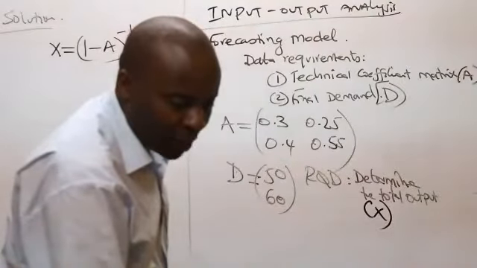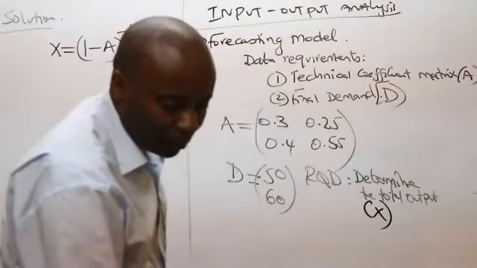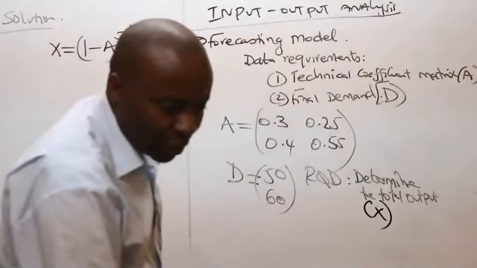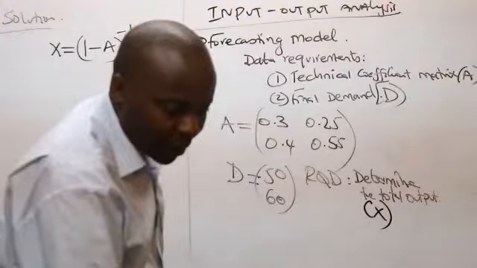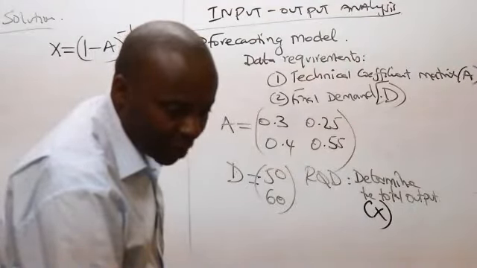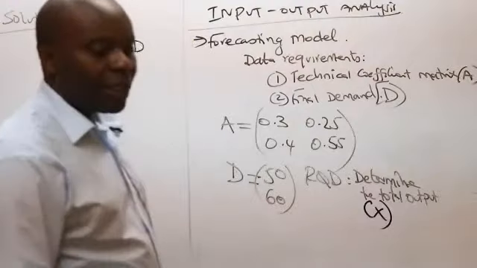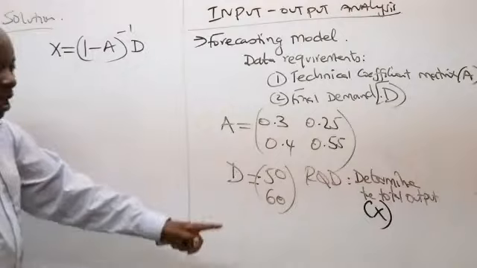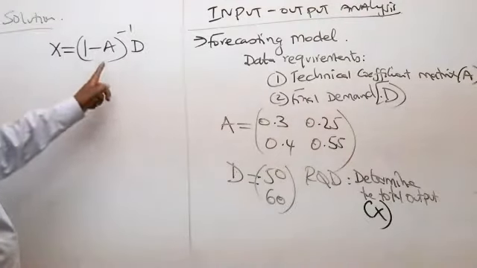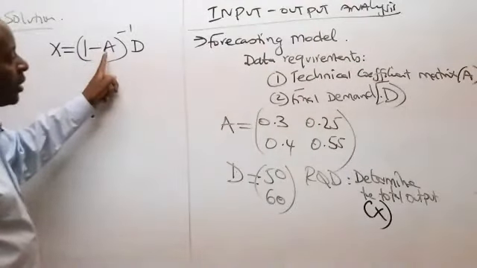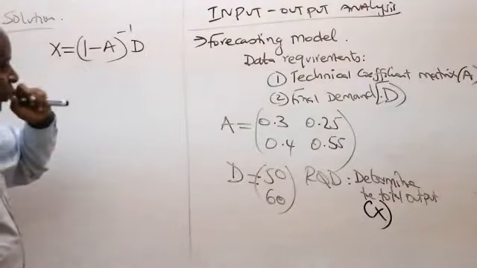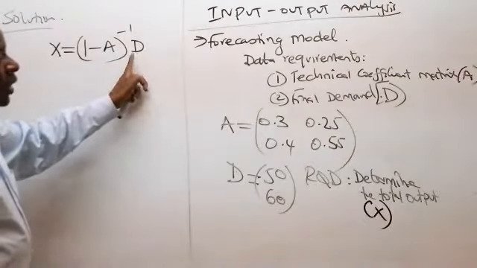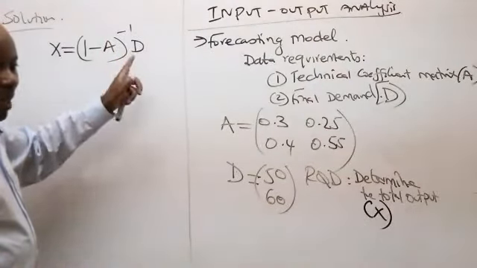This is a formula you need to know from the word go as we work hard to understand this input-output model: X stands for the total output, A stands for technical coefficients, and D stands for final demand.